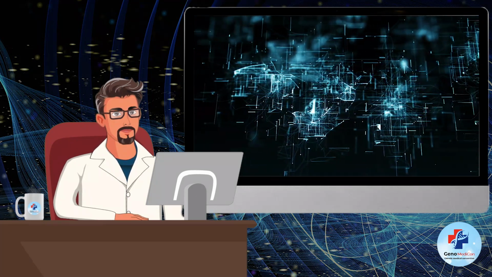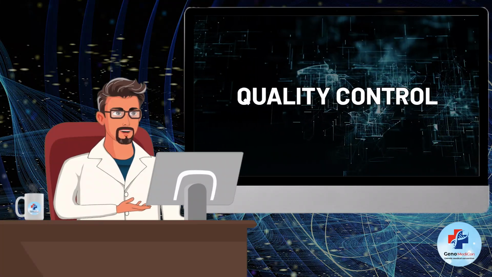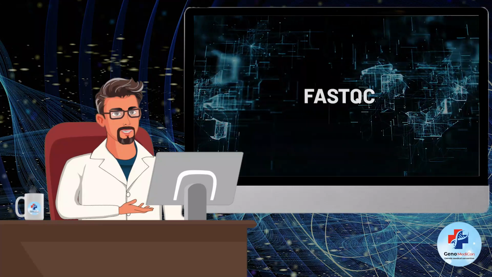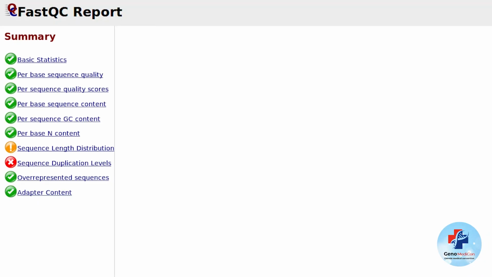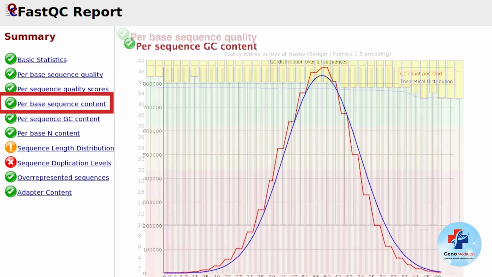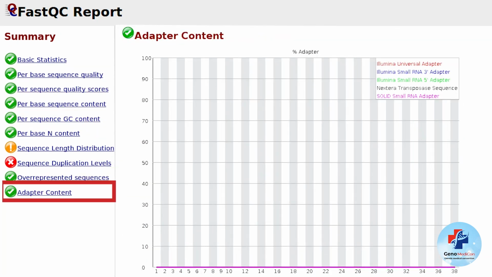Therefore, before proceeding any further, it is crucial to perform a quality control step on the FASTQ files received from the sequencing machine. One of the most popular tools for FASTQ quality control is FastQC. It generates a comprehensive report, highlighting metrics like per-base sequence quality, GC content, sequence duplication, and adapter contamination. Here are key things to watch for.